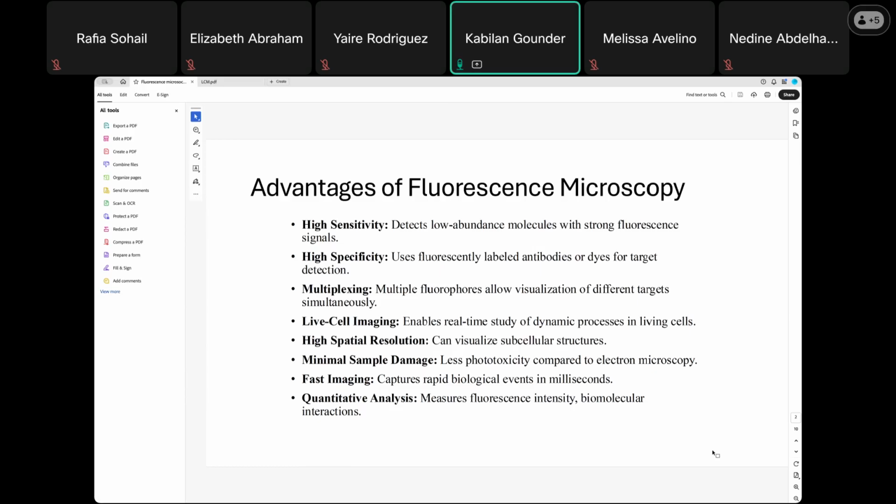Also, quantitative analysis. With fluorescence microscopy, not only can you see the expression of your target, but you can also measure the fluorescence intensity level. Based on the intensity, you can determine how much that target is expressed. So that is another advantage of fluorescence microscopy. With these advantages, you can get more details about your target.